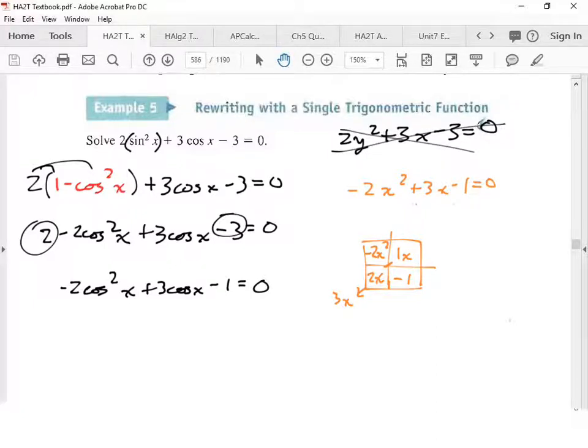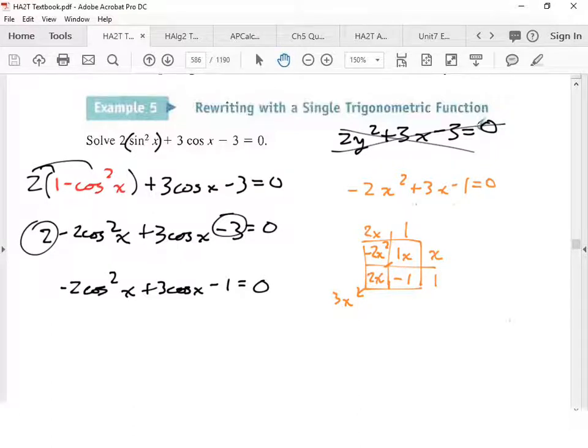Okay, so we keep going with this. What can I divide both of those terms by? And you would say 2x. What can I divide both of those terms by? You would say nothing. Just put a 1 right there. And then what can I divide both of those terms by? x. What can I divide both of those terms by? 1. Okay, now we have a problem.